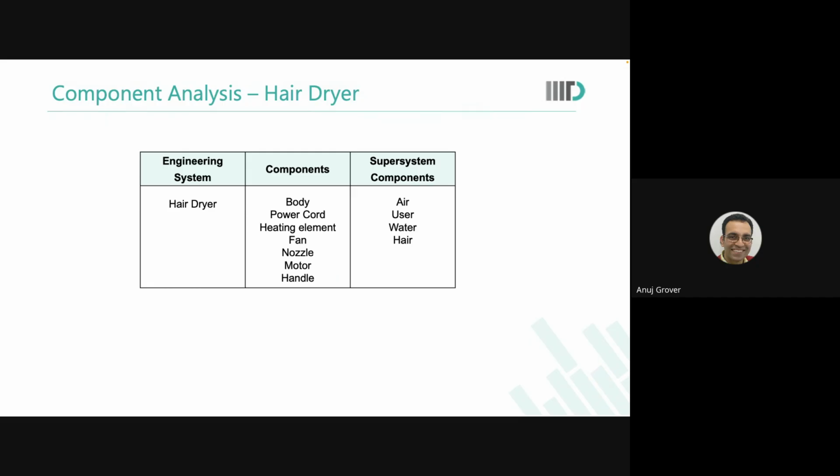So the super system component that I have identified, why did you not identify the user there? Can a blower operate without a user? I did not show it to you visually in that image, but does that mean that the user is not around?